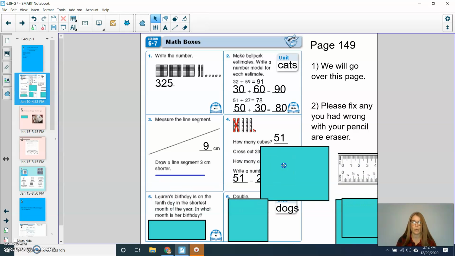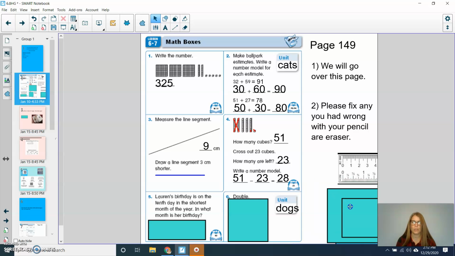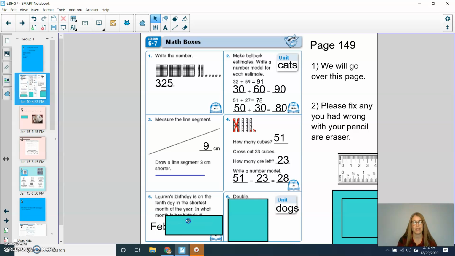For question 4, how many cubes? You should have had 51 and then cross off 23. So our number model: we started with 51 minus 23, and we should have a total now of 28. Question 5, Lauren's birthday is on the 10th day in the shortest month of the year. In what month is her birthday? The shortest month of the year is February.